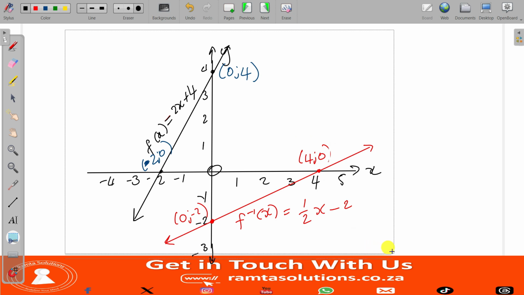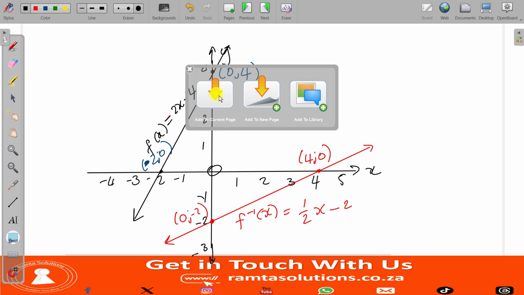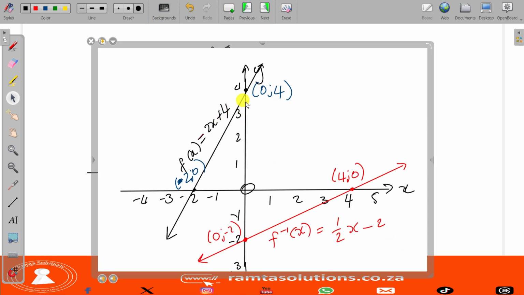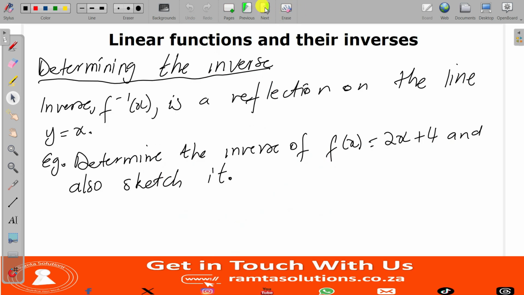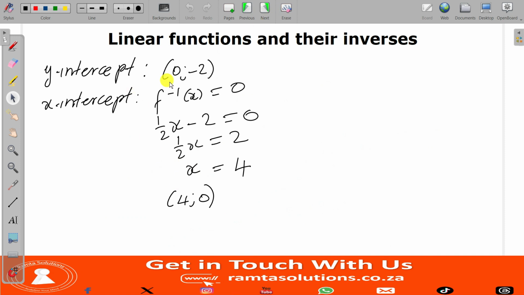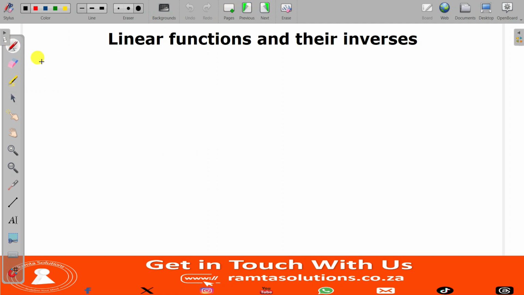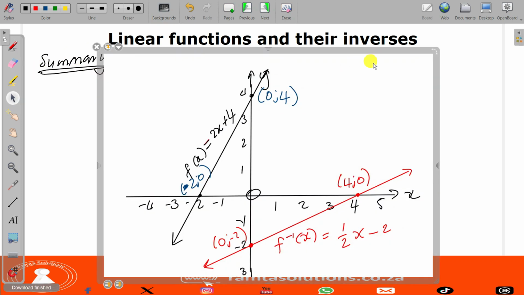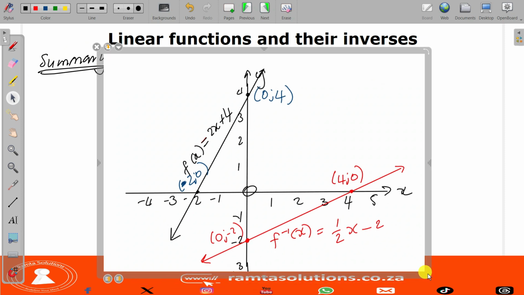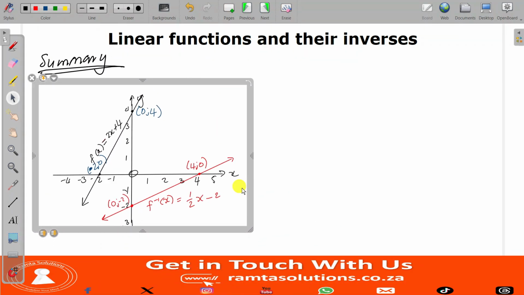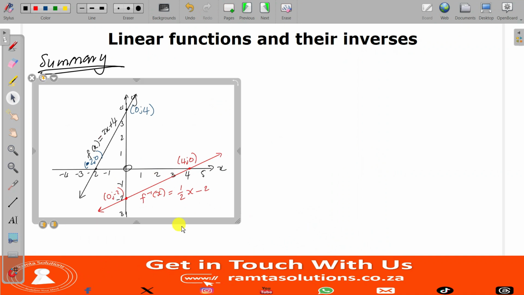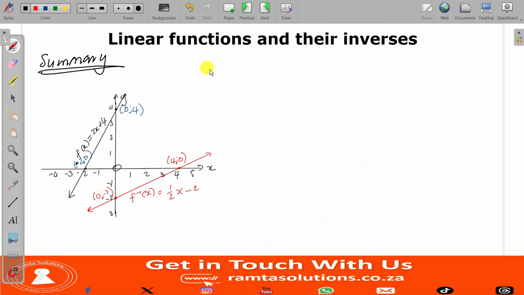I'm going to copy this to current. So what I want to do now is make a summary. This we were able to sketch. Now let's make a summary. I'm going to paste it and reduce it. Okay, there we go. So this summary, I want us to do this.